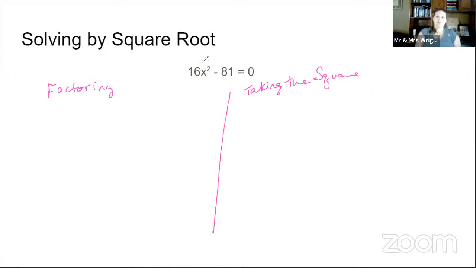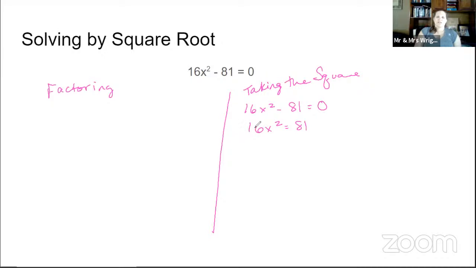All right, so taking the square root, we have here 16x squared minus 81 equals 0. We want to get this squared term by itself. So climbing up the ladder of PEMDAS, we're going to undo this subtraction first. So we're going to have 16x squared equals 81. I added 81 to both sides, or as it switched sides, it switched signs.